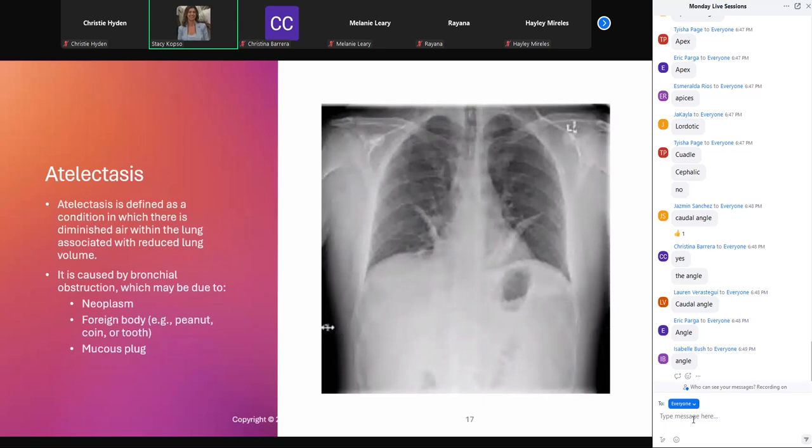Atelectasis is defined as a condition in where there's diminished air within the lungs, so reduced lung volume. So it's caused by bronchial obstruction, either from a foreign body or a mucus plug. You see these white areas here of atelectasis.